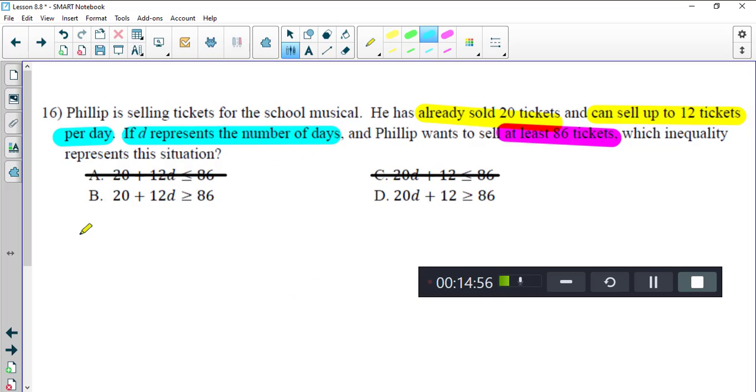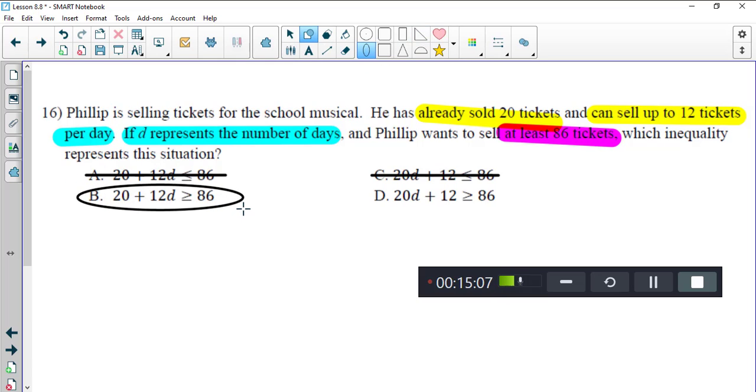We're looking for the inequality that has the variable D with the 12, since it's 12 tickets per day. That happens to be choice B. So choice B is the only inequality that makes sense here. It should be 20 plus 12D is greater than or equal to 86. And we don't have to solve this.